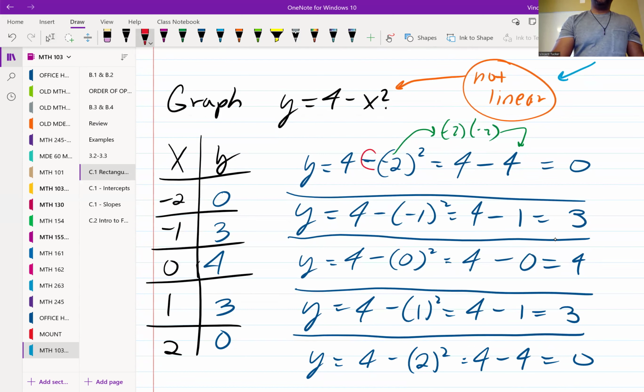Make sure you don't lose or misplace negatives when you start doing this. Notice there's a minus sign in the equation, and the first value they give us is negative 2. So that's 4 minus negative 2 squared. So that negative 2 squared has to be applied first. So that's negative 2 times negative 2, which is positive 4. 4 minus 4 is 0. So that first point is going to be negative 2, 0.